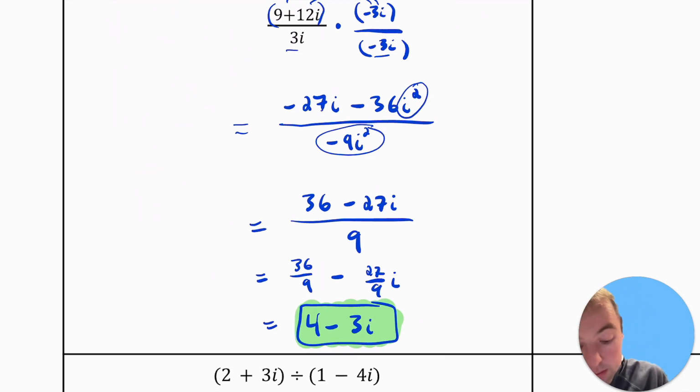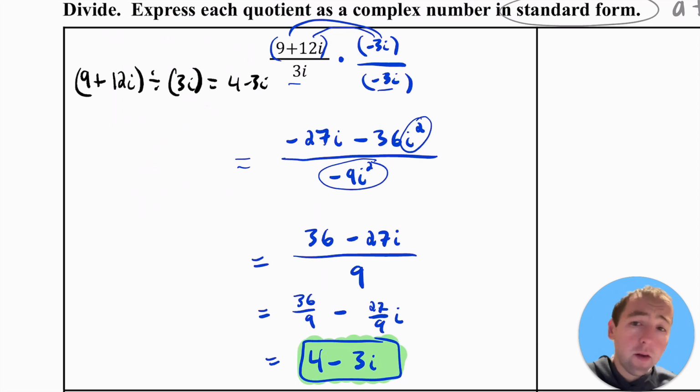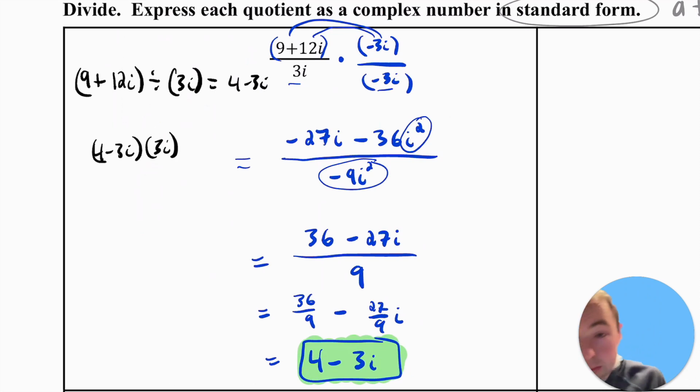Just thinking conceptually about what is happening here: we did 9 plus 12i divided by 3i, and the answer was 4 minus 3i. Then, just like we know with multiplication, if you were to take 4 minus 3i, the answer to the division, and multiply it by 3i, you're going to FOIL that out, and it should equal 9 plus 12i. So that relationship should all hold, okay?